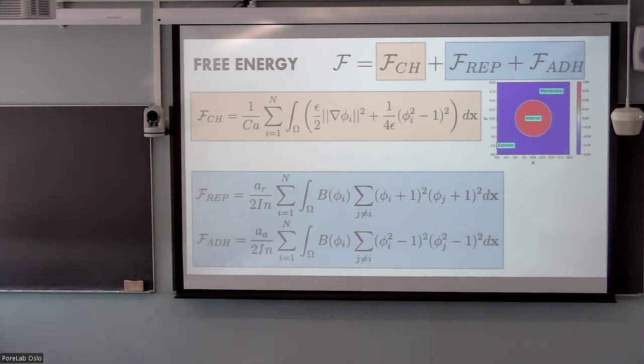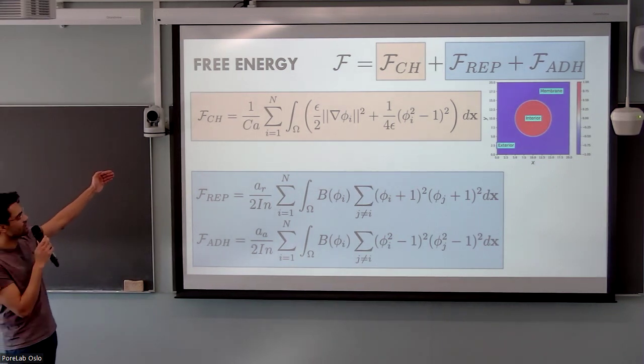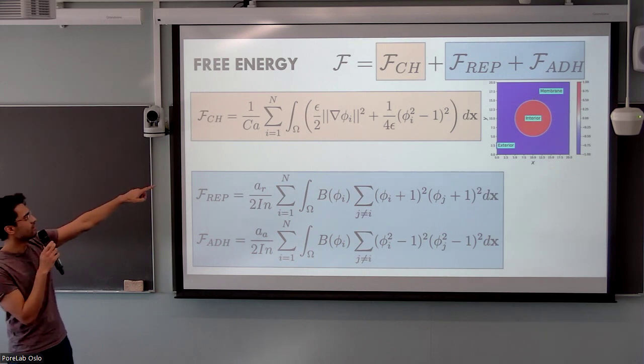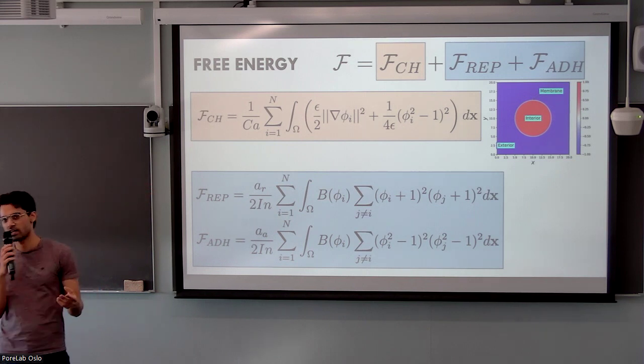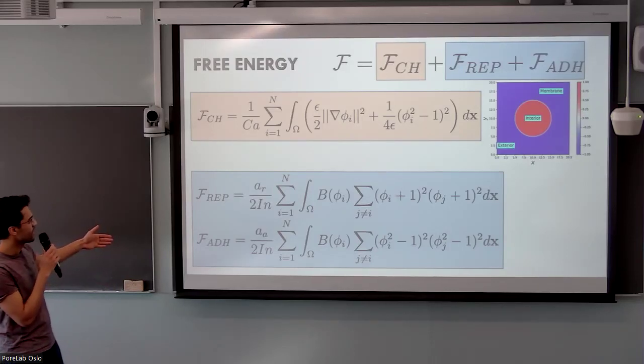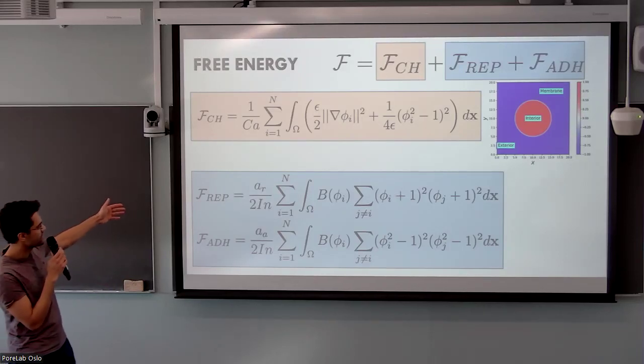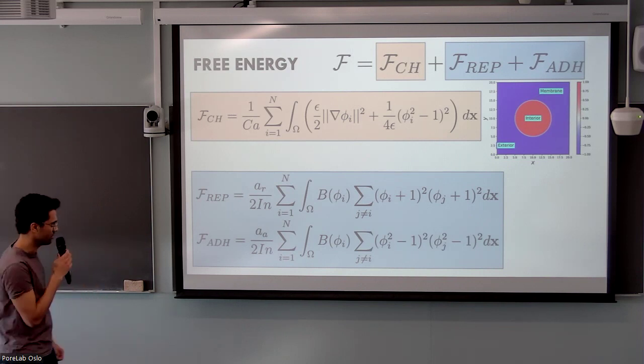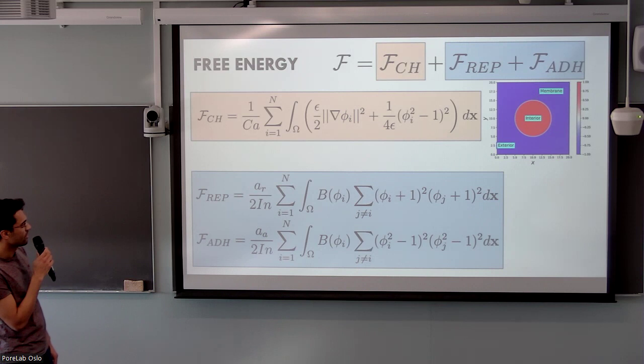The first energy that we saw, the Cahn energy, only depends on the cell i. It doesn't make cells interact with each other. But in the second term, which is this blue energy, the energy of repulsion and adhesion, we make the cells interact with each other. So why do we need both of them?